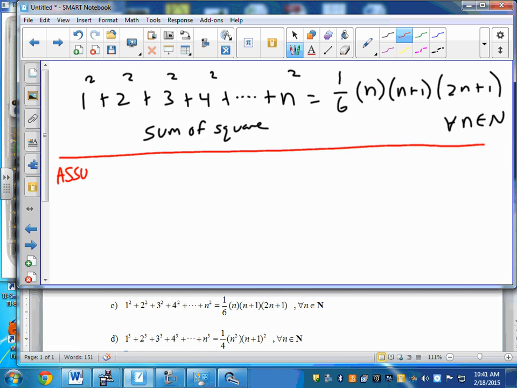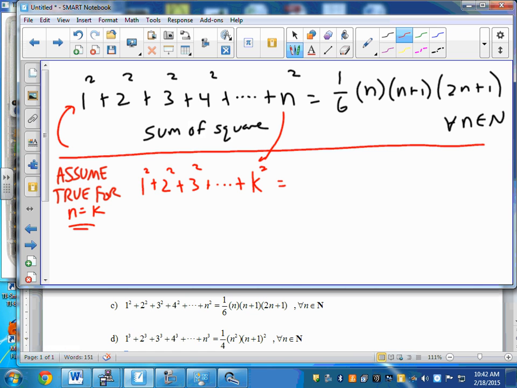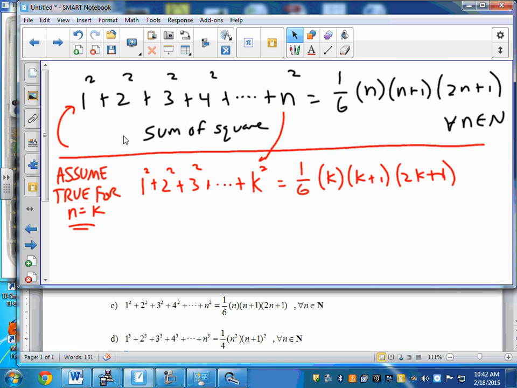Okay, so we are supposed to assume for this proof that this is true for n is equal to k. But you can't just write that. You have to write this statement true for n is equal to k. So this is what I would like you to write. Assume that 1 squared plus 2 squared plus 3 squared all the way out to k squared, replacing n with k, is supposed to be equal to 1/6 times k plus 1 times 2k plus 1. Okay, and that's going to be our assumption step. But after that, you really should write down what you need to show.